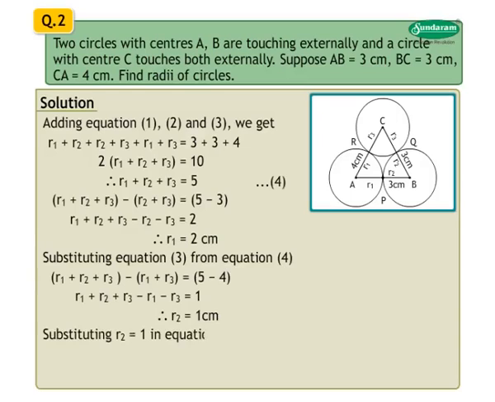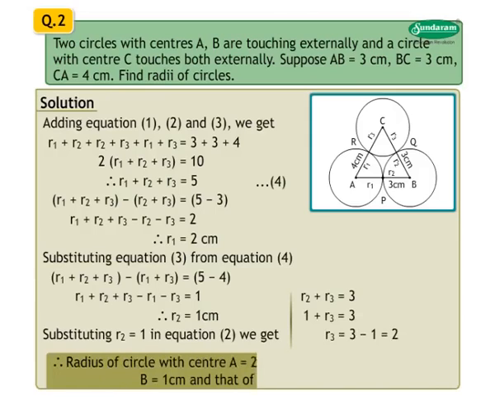Substituting R2 = 1 in equation 2, we get R2 + R3 = 3. 1 + R3 = 3. R3 = 3 - 1 = 2. Therefore, the radius of the circle with center A is 2 centimeters, with center B is 1 centimeter, and with center C is 2 centimeters.